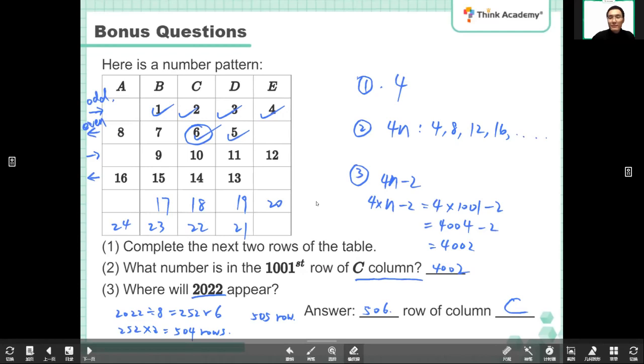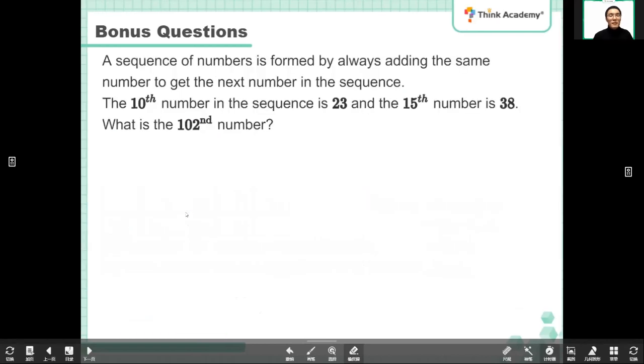Right. Moving on. A sequence of numbers is formed by always adding the same number to get the next number in the sequence. This is useless information, it won't help us. The actual question is over here, starting from the 3rd row. The 10th number in the sequence is 23, and the 15th number is 38. What is the 102nd number?